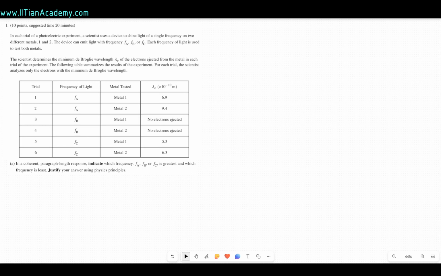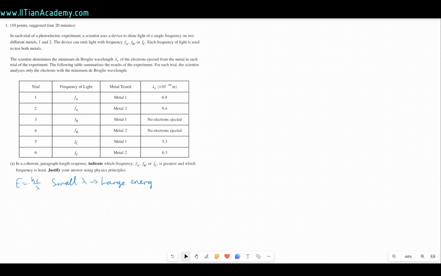And in part A, we need to indicate which frequency is the largest and why, and which one is the smallest. So for this, we need to note down the wavelengths of the electrons emitted. So what we know is that E is equal to hc over lambda, and therefore a large wavelength will mean a small energy. So we can also look at small wavelength. A small wavelength will mean large energy.